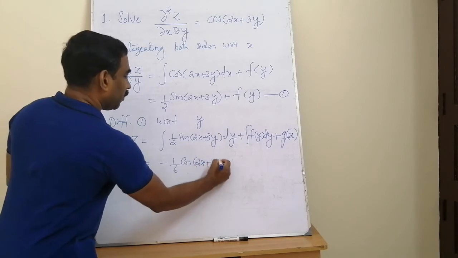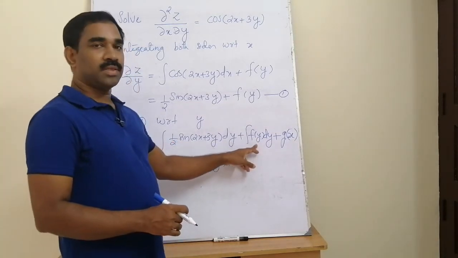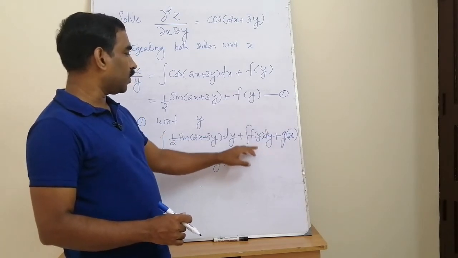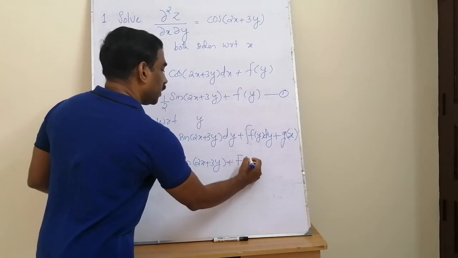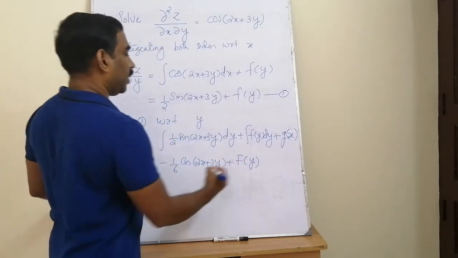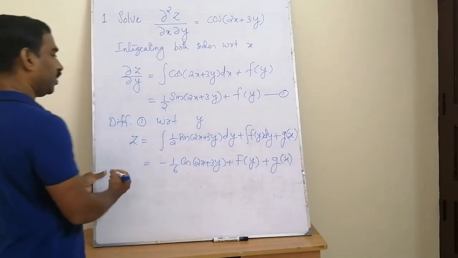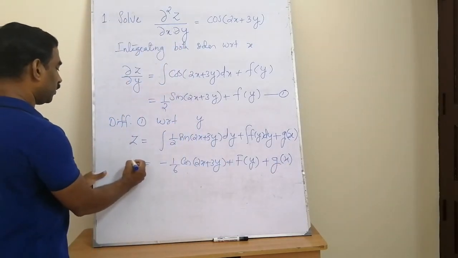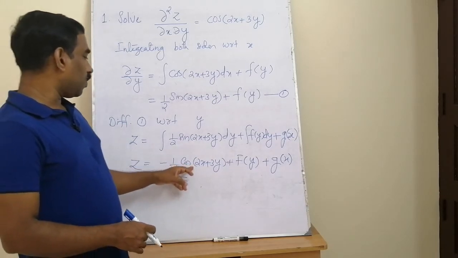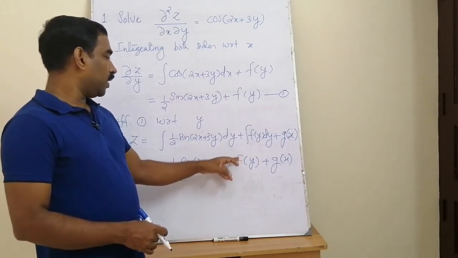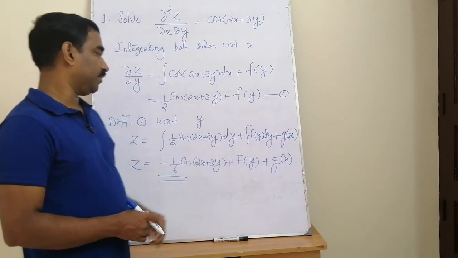Plus, this function is an unknown function. Suppose we integrate this entire function of y with respect to y, we will get another function, we call it capital F, and this is our arbitrary function g. So this will be the required solution, that is z is equal to minus 1/6 cos(2x + 3y) plus an arbitrary function capital F and another arbitrary function g.